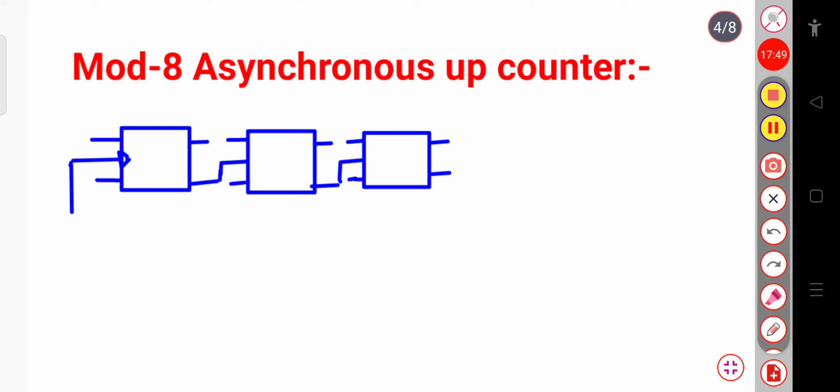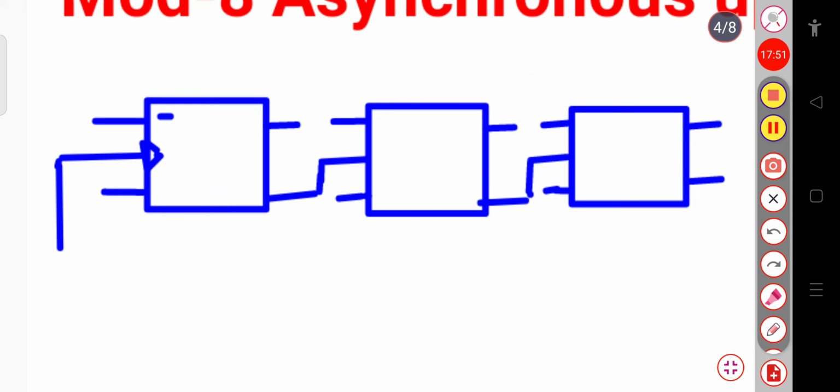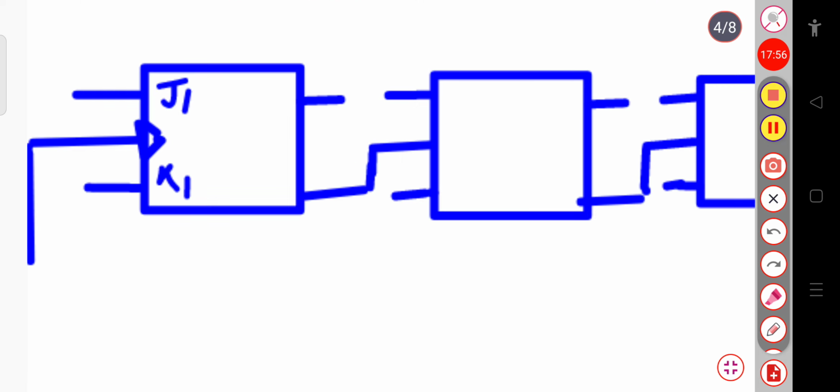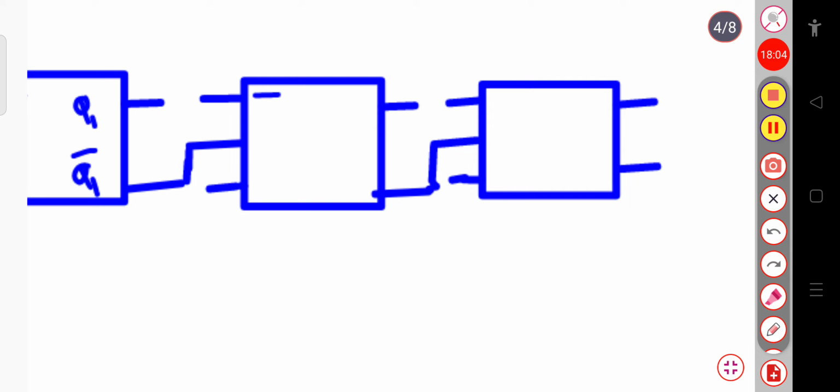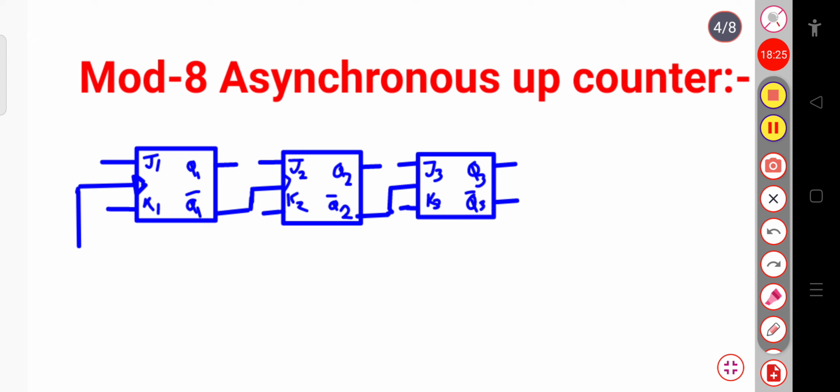Now this is the first JK flip-flop, J1, and this is K1, and this is the Q1 output, and this one is the Q1 bar output. Similarly, for the second flip-flop, this will be J2 and K2, and this is the Q2 output, and this will be the Q2 bar output. Again this is J3 and this one is K3. This is how it looks, and these are all positive edge triggering flip-flops.